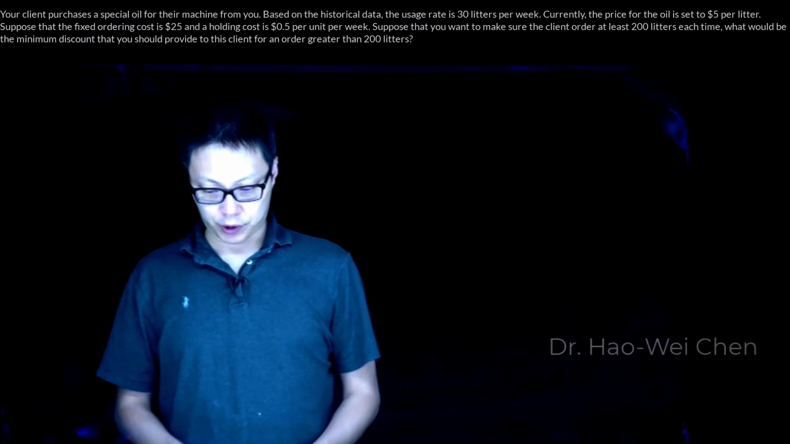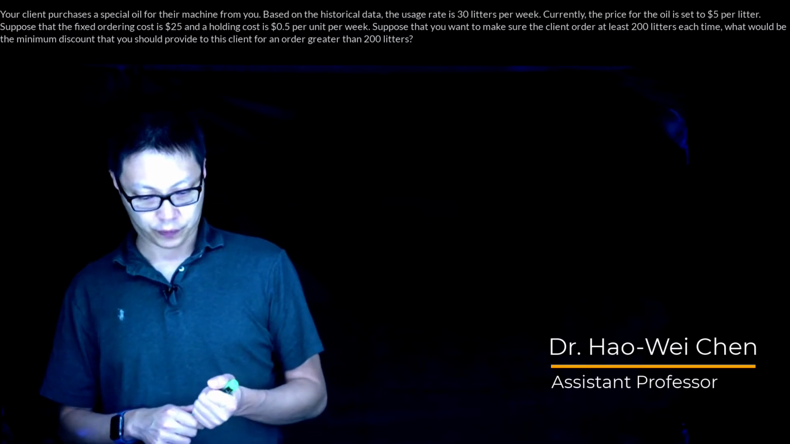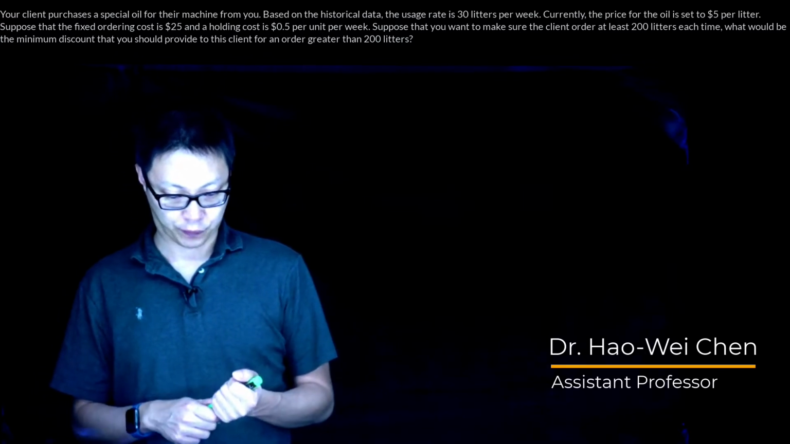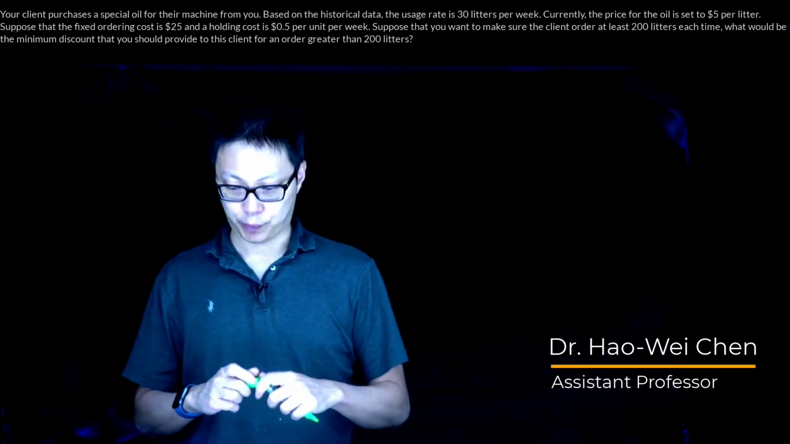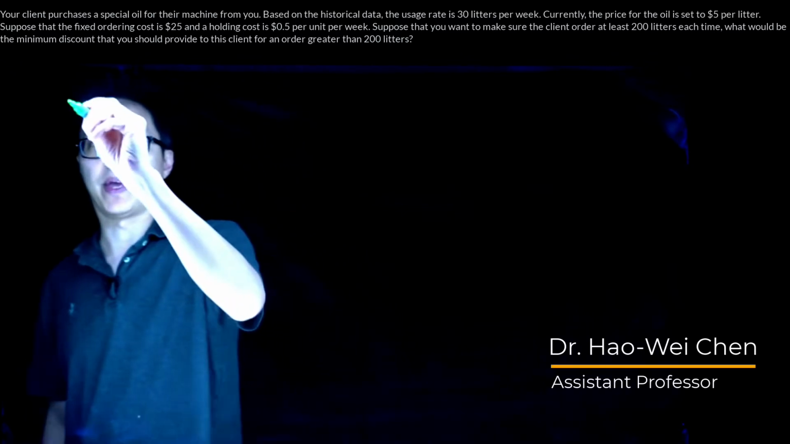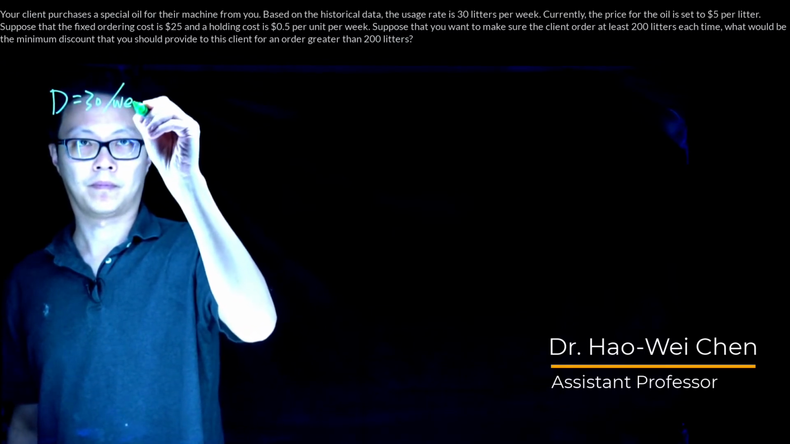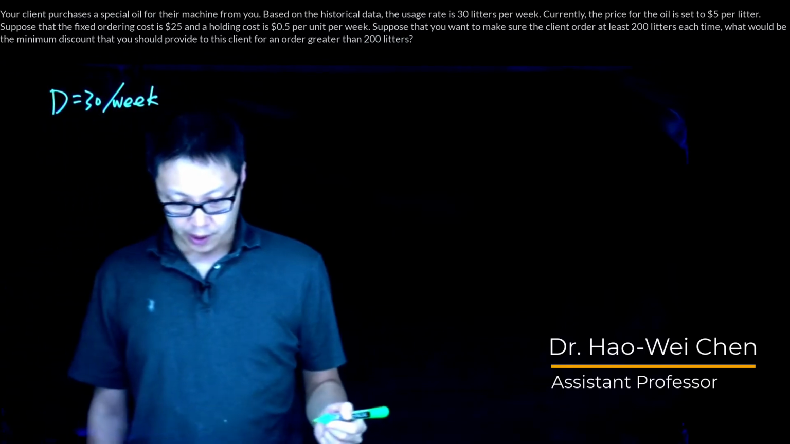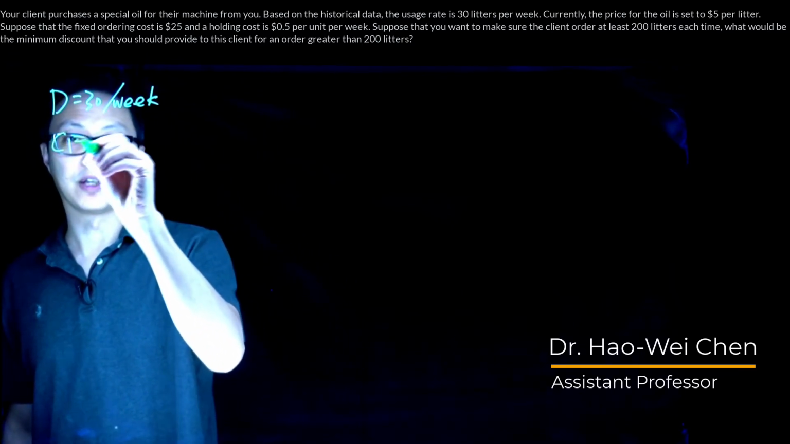Okay, so for these questions, we know the client tried to purchase a special oil from you for their machine. Based on the historical data, the usage rate will be 30 liters per week, so demand D will be 30. Currently, the price for the oil is set to 5 per liter. C will be 5.